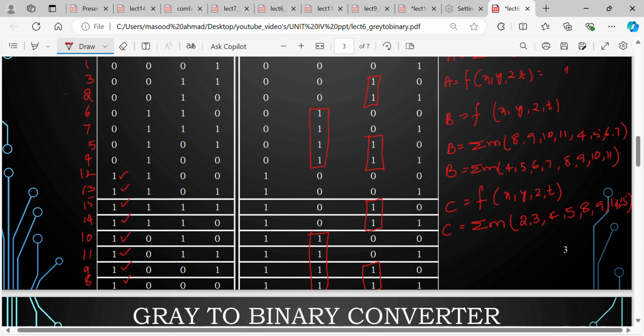Next is d. So what is d? D is also the same thing, it is a function of x, y, z, t.